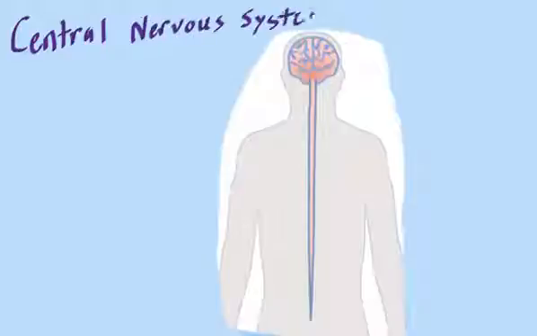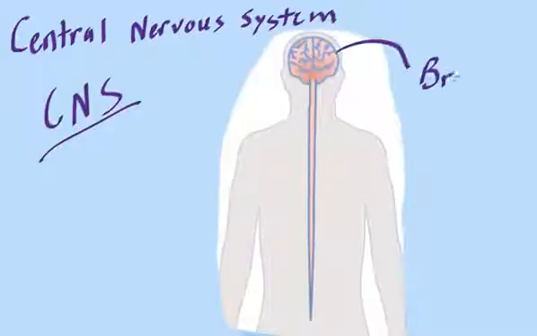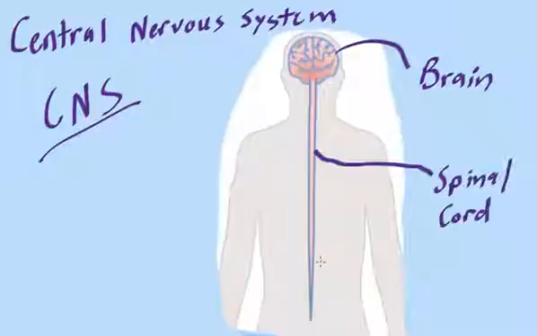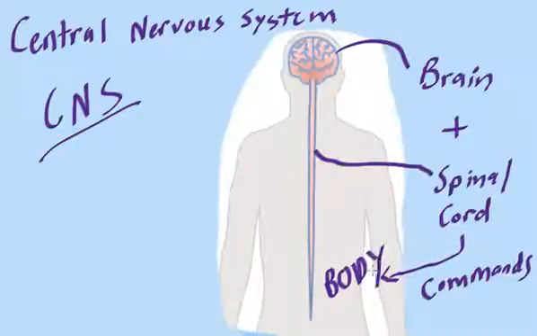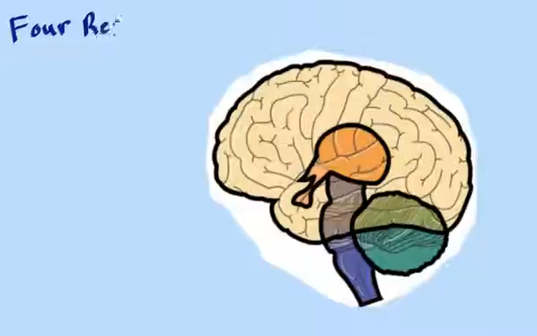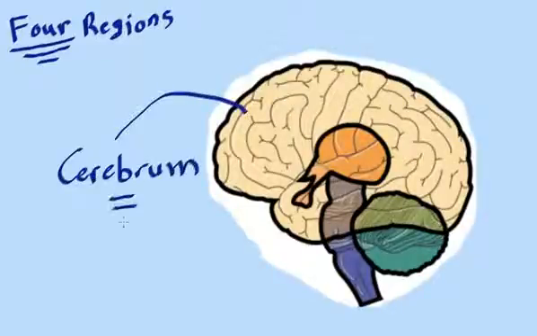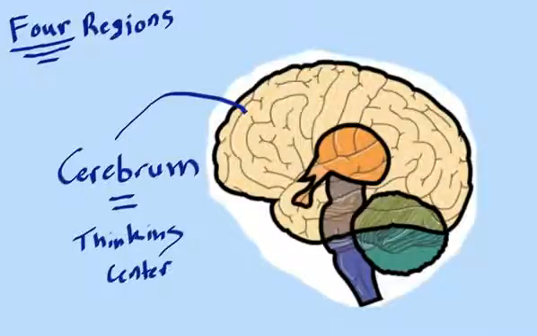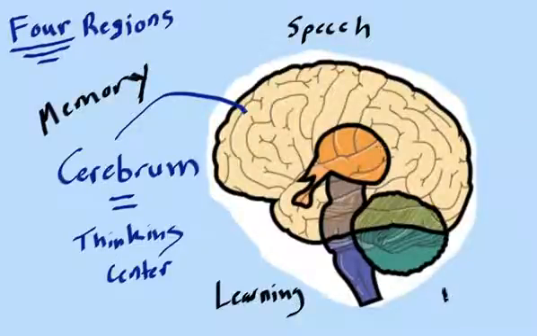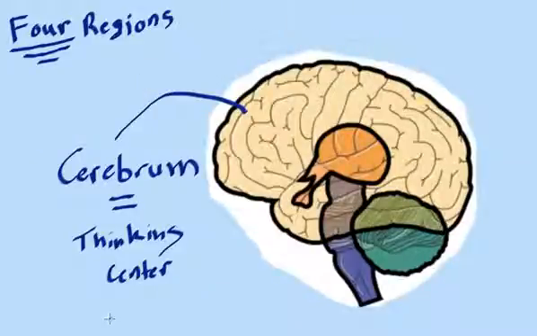The central nervous system, the major part of the entire nervous system in the body, includes the brain and spinal cord. The CNS is the command and communication center for the whole body. Now let's talk about the brain. The brain is made up of 4 regions. Different regions control different functions. The cerebrum, the thinking center, controls speech. It also controls memory, learning, and reasoning, and other things.